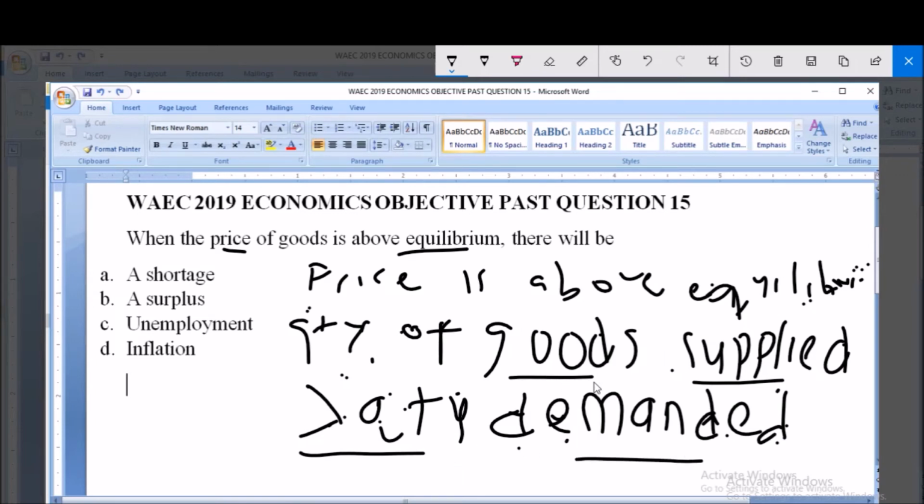Now, if quantity supplied exceeds quantity demanded, there will be surplus. There will be surplus or excess of that good or the goods in the market. So, with that said, the answer to the question is B, which is a surplus, as a result of price of goods being above equilibrium.